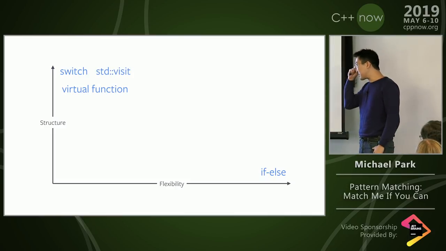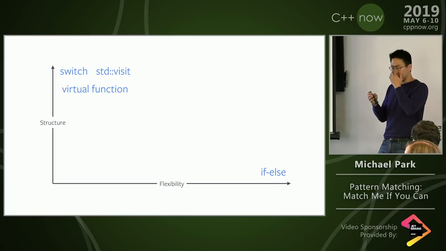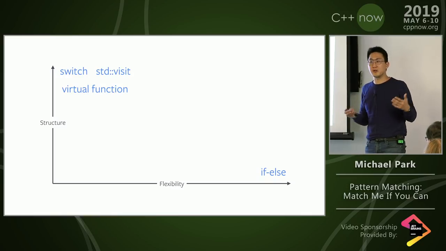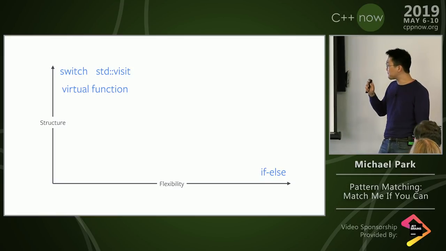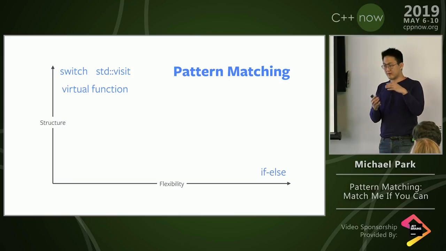std::visit came along in C++17. Everything else is about 30 years old, right? So std::visit is also pretty structured in that you have a variant and a visitor that is associated with the variant, but it's maybe more flexible in that it can handle multiple variants. But it still only works for variants, so that's where I would place it. And then we want to go here with pattern matching. We want to increase flexibility from a switch and virtual function and these kinds of things, and decrease flexibility from the if-else side to get more structure and our ability to reason about the code better.